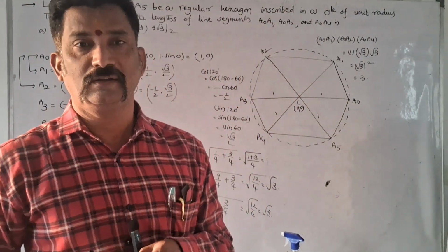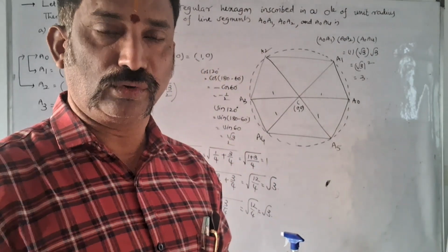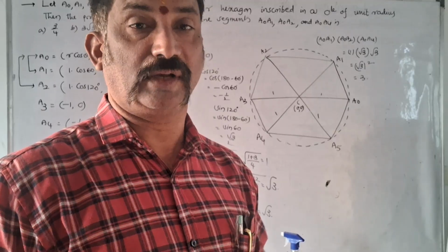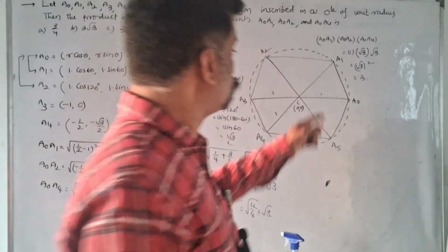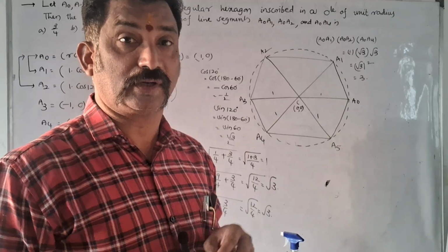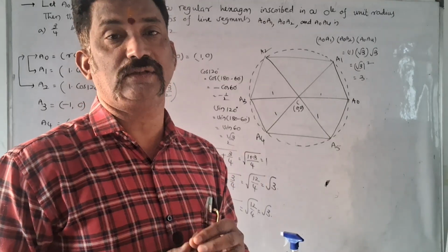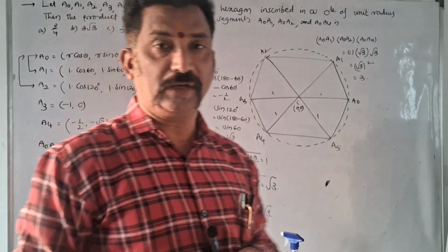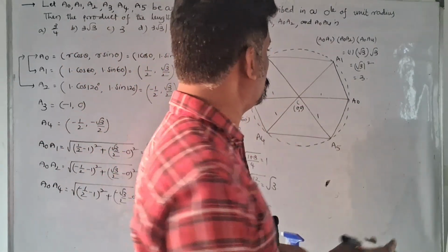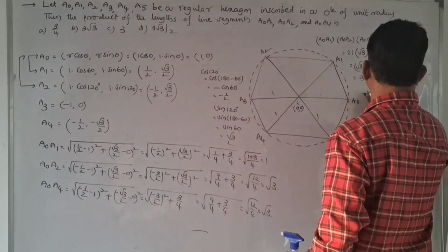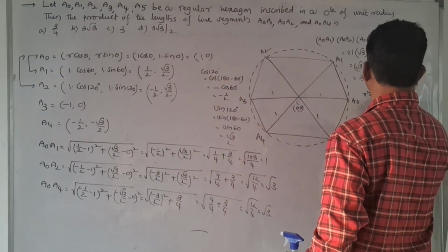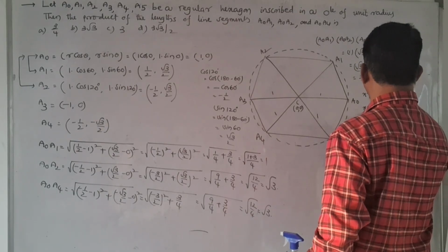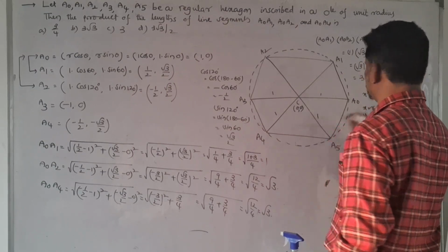The equation of the circle having the center (0, 0) and radius r is x square plus y square equal to r square. Here r is equal to 1. The parametric equations of a circle like this, x square plus y square equal to r square, are x equal to r cos theta and y equal to r sin theta. That's it.